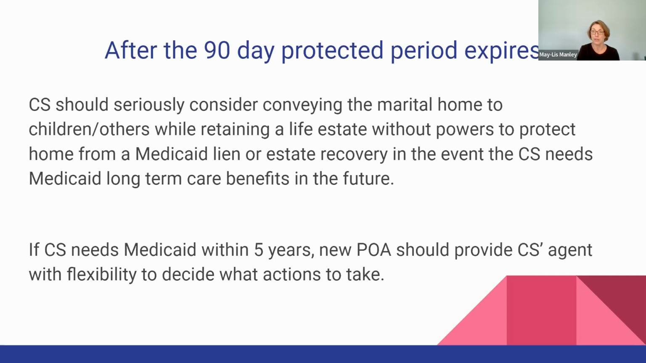Well, if the community spouse has followed our advice, which we're going to talk about in a few minutes, and has signed a new power of attorney, her or his agent should now have the flexibility to decide what actions to take. Should they undo the life estate without powers? Or if they're very close to hitting that 5-year look back mark, maybe they just don't apply for Medicaid yet. Wait until 5 years and 1 month, and apply for Medicaid then. The new power of attorney provides flexibility for the agent to decide how to handle that.